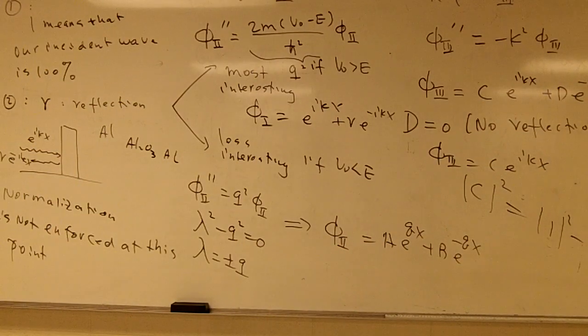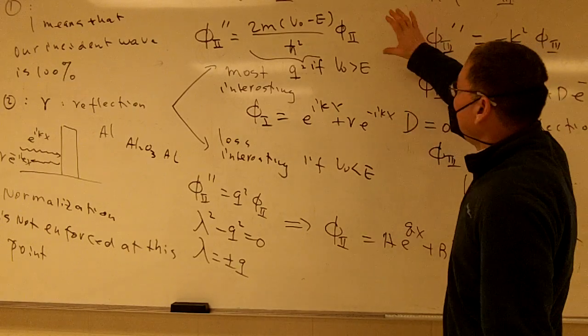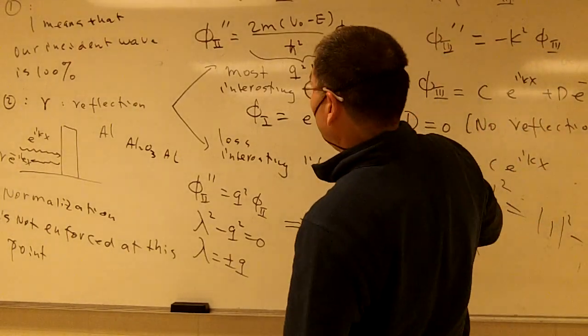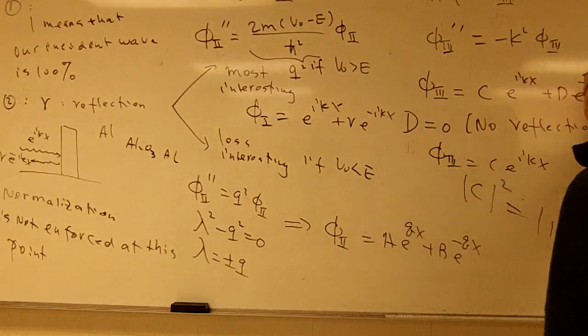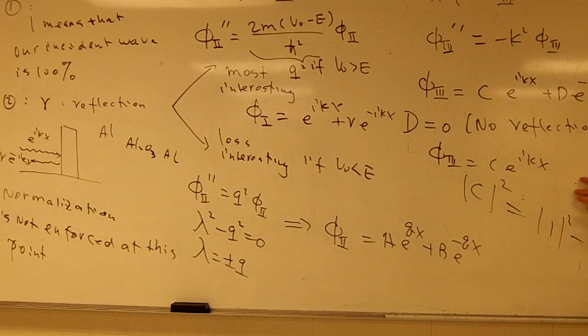All right, and I already showed you the wave function in region number 2. That's the wave function in region number 2. Do you see that? And then this is region number 3. Region number 3 is similar to region number 1, except that it will only have one coefficient in front of this. Okay, I think that's it.